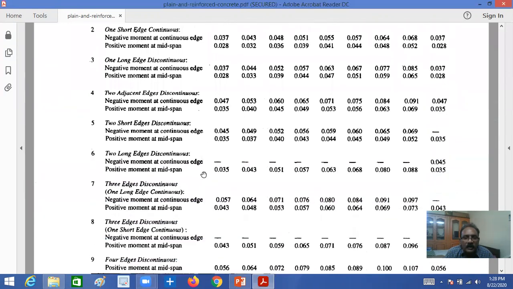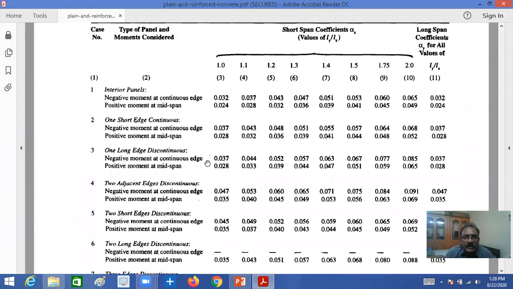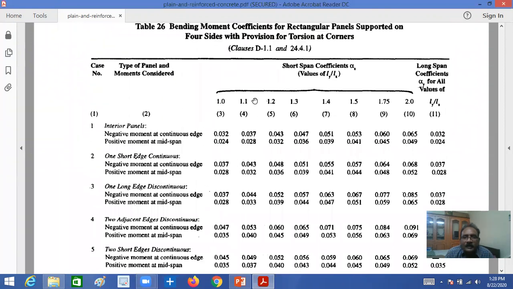There are 9 types of conditions given in this table, with alpha x given for each Ly/Lx ratio. Alpha y is the same irrespective of the ratio. Okay, this is for interior spans, so this will vary. Here it is constant, right? This is alpha y you will get here, and alpha x you will get here, as I explained.